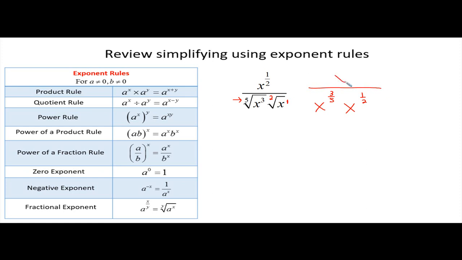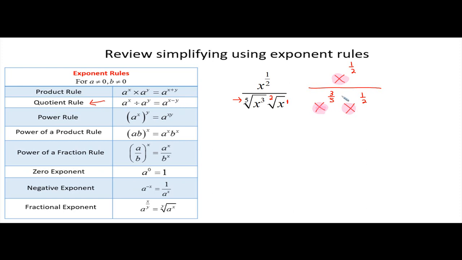Now on top here, this is still x to the 1/2. Now that everything is in exponent form, we should recognize that we have the same base. All these exponents have the same base, and the base is x, okay? If you recall the rule over here, the quotient rule, if you have the same base and you're dividing, what you do is take the top exponent minus the bottom.